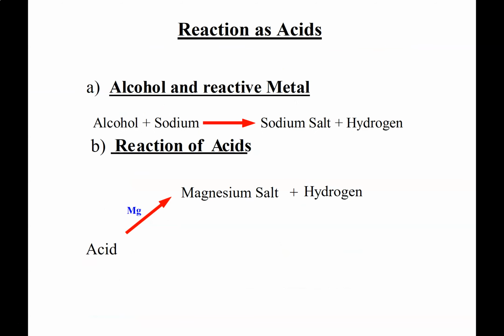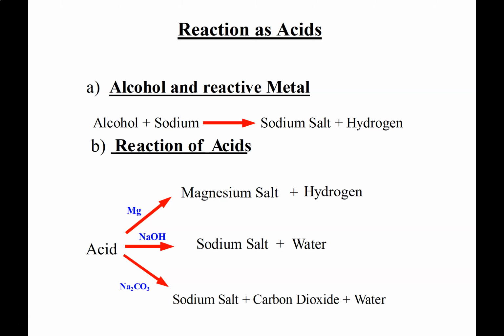Okay, so reactions as acids. We have alcohol and a reactive metal. Alcohol and sodium form sodium salt and hydrogen. That's what we're going to be looking at in this video mainly. And then we have reactions of acids. An acid with magnesium will form magnesium salt and hydrogen. An acid and NaOH will form sodium salt and water. And an acid and sodium carbonate will form sodium salt, carbon dioxide, and water.